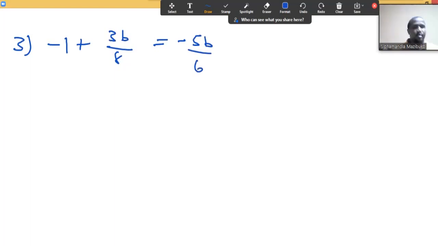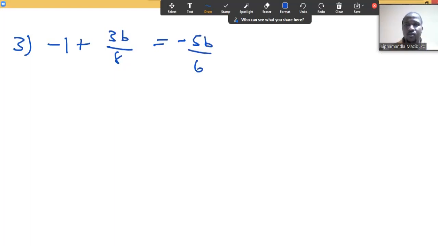This one is a little bit different. Then let's try it. This is our example 3. So in this case we have minus 1 plus 3p all over 8 is equal to minus 5p all over 6.